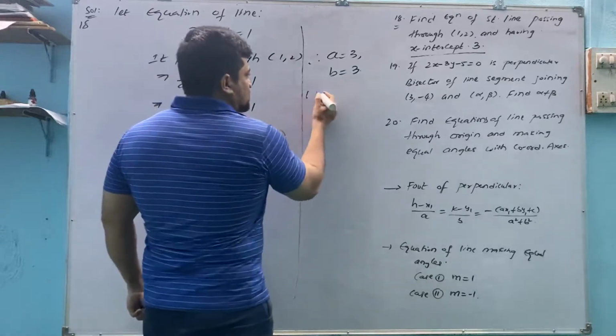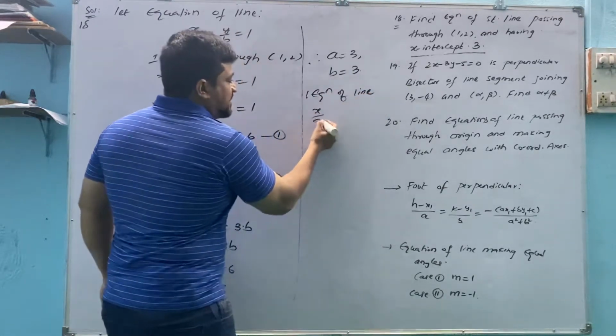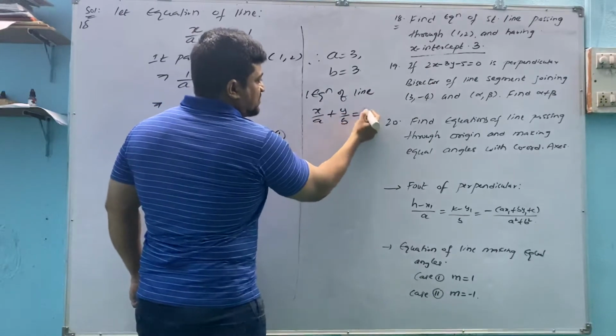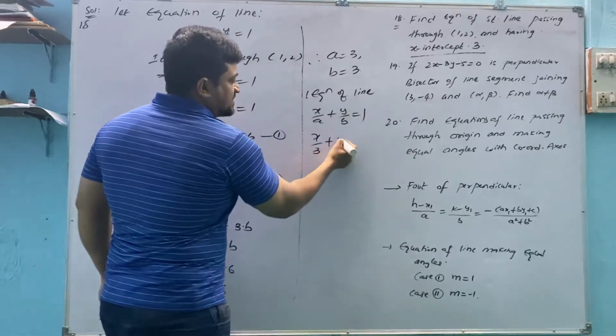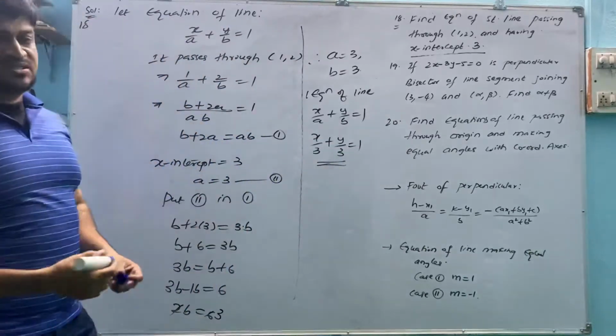Now we can write the equation of line: x by a plus y by b is equal to 1, so x by 3 plus y by 3 is equal to 1. Those who are good at simplification can simplify.